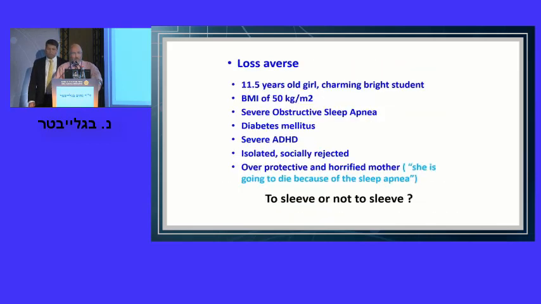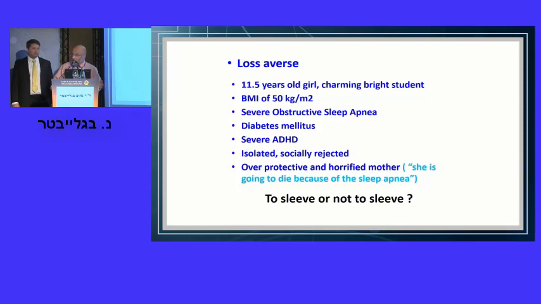laymen are. Loss averse. One case from my clinic, an 11-year-old, bright, charming girl with a BMI of 50 with severe sleep apnea. She is on a CPAP. She has now, at the age of 11, diabetes mellitus. She's isolated, and her mother, her pushy mother, says she's going to die on me because of that sleep apnea.